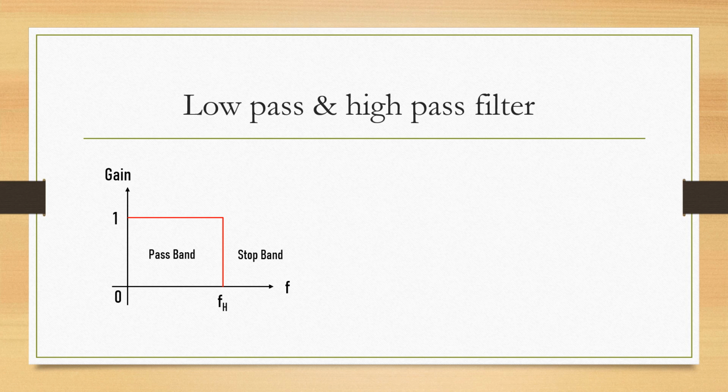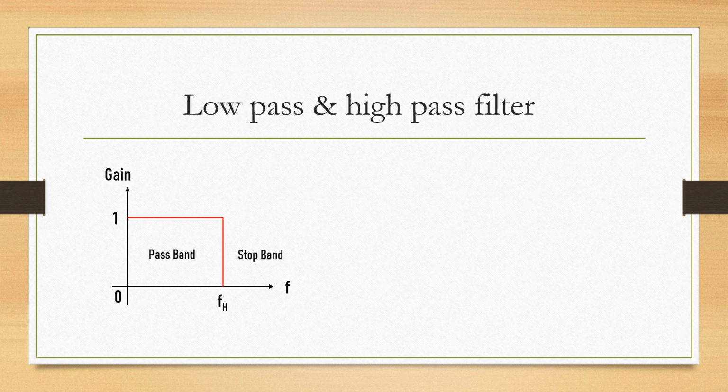Here we will see the frequency response of a low pass filter. A low pass filter has a constant gain from 0 Hz to the higher cutoff frequency fH. The gain is equal to 1 here. Hence the bandwidth of the filter is fH. And this is an ideal characteristic.